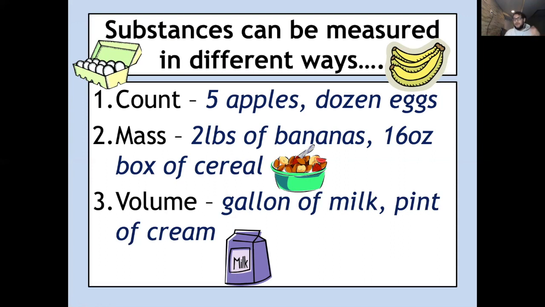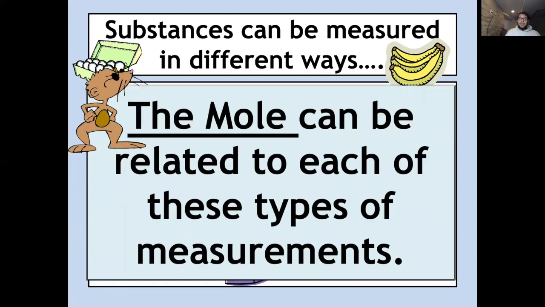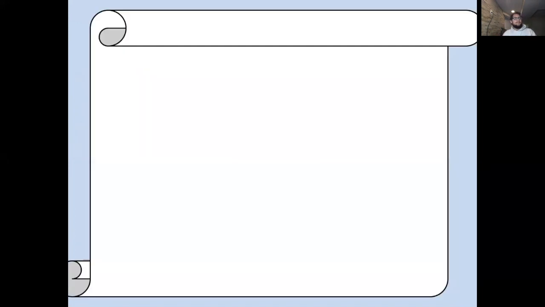Now in chemistry, the mole, right, not the animal, the mole relates all 3 of these types of measurements: counting, the number, volume, how much space do they take up, and then the mass. How much mass do these things we're talking about actually have? Okay, so let's keep talking about the mole here.